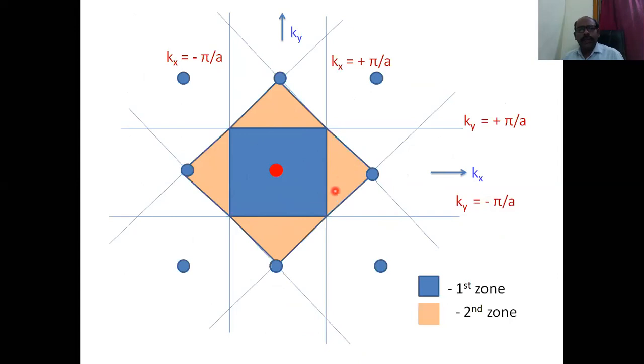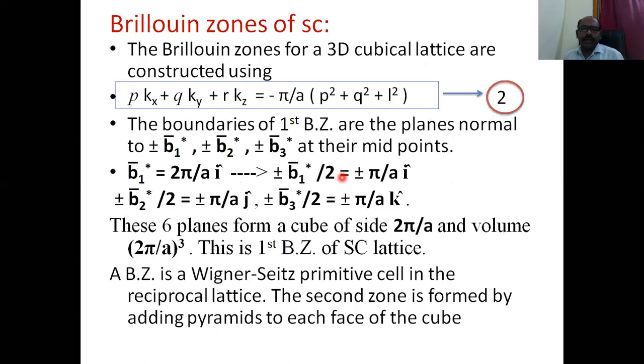Similarly, in 3D, in place of a triangle, we get a pyramid. By adding pyramids to each face, there it was a side, here it is a face, we get the second Brillouin zone. There are 6 faces, so we have to add 6 pyramids. That structure gives us the second Brillouin zone of the simple cubic lattice.